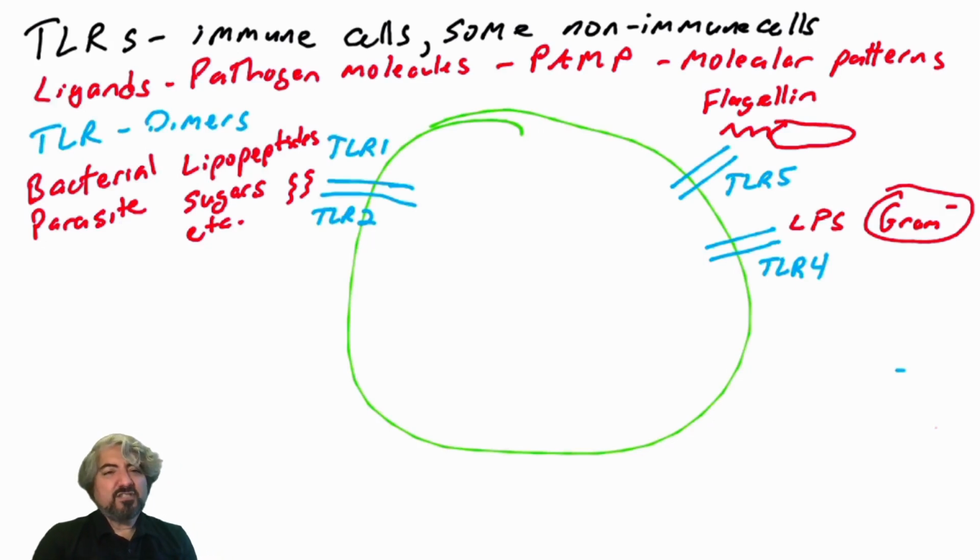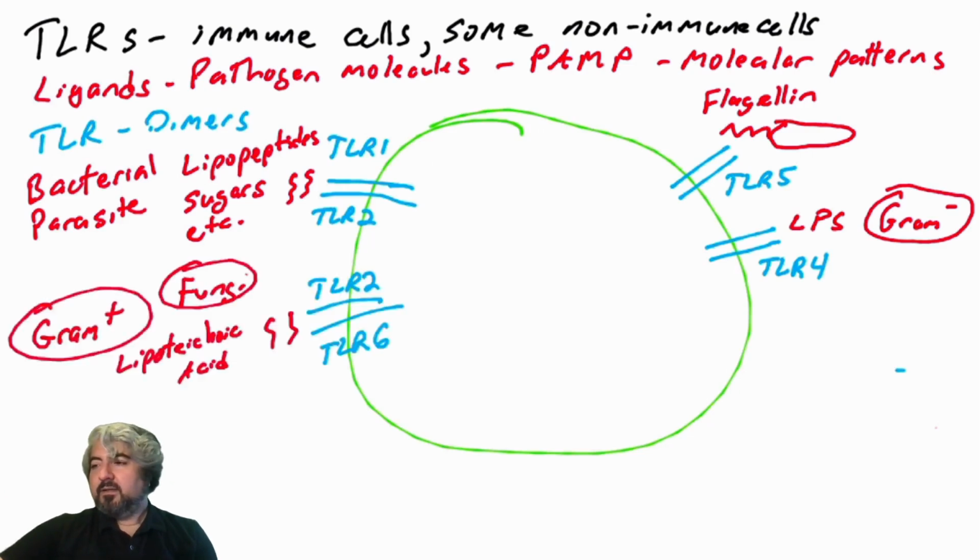There's quite a range of molecules: lipopeptides, sugars, all sorts of other molecules that are often found in bacterial or parasitic infections. So, a wide variety. The last one we'll talk about on this slide are pathogenic molecules that engage the TLR2, TLR6 heterodimer. So TLR2 can participate in different heterodimers.